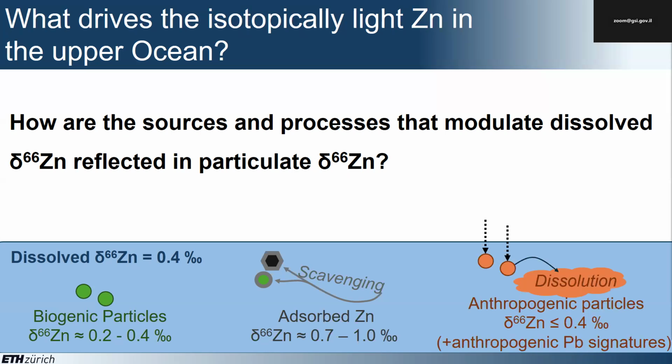Lastly, we have anthropogenic particles that are present in the water that come through aerosols. As these anthropogenic particles sink through the water column, they carry a very light isotope composition. They will partially dissolve and change the composition of seawater accordingly. But those aerosols that sink through the water column and didn't dissolve should, in theory, have a delta zinc value of either lower or similar to 0.4 per mil, and perhaps also anthropogenic lead signatures if the source of anthropogenic input is similar.